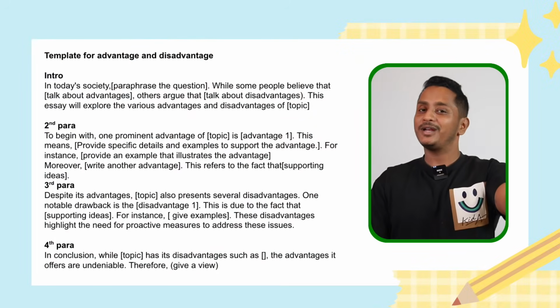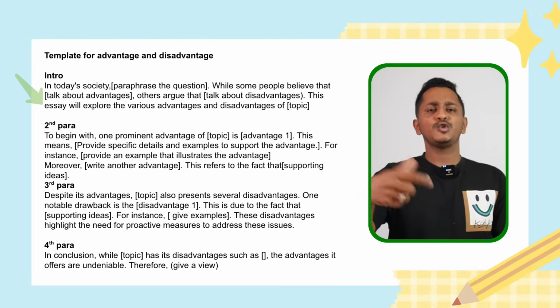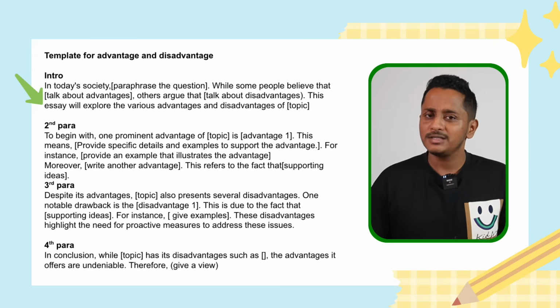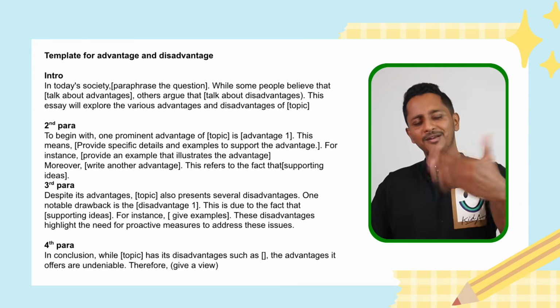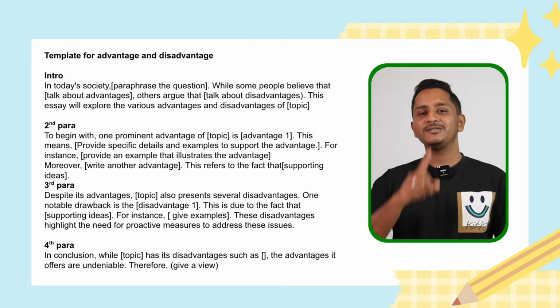First paragraph, this is for advantages and disadvantages. Everything remains the same. The last line: this essay will explore various advantages and disadvantages. That's all. Second paragraph remains the same. Third paragraph is where you talk about disadvantages. Fourth paragraph, just one line.